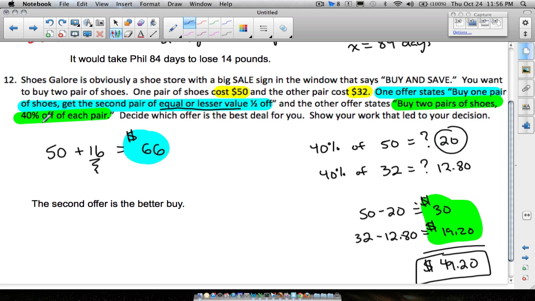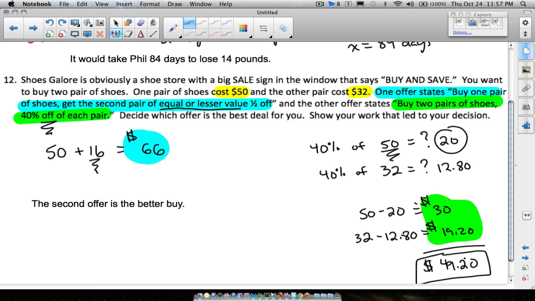You get 40% off. So 40% of 50 is 20 bucks. That's how much money you're going to be discounted. That's how much money you're going to save. So you're still going to pay 30 bucks, because $50 minus that 40% discount is $30. And the same thing applies to that $32 pair of shoes. But we're still paying much, much less. I mean, heck, we're getting 2 pairs of shoes for less than the price of one with that second offer we have there.